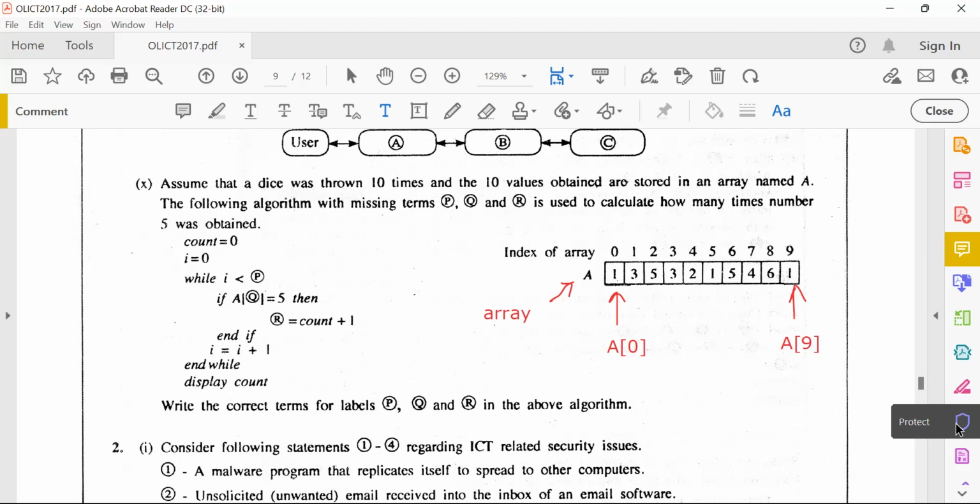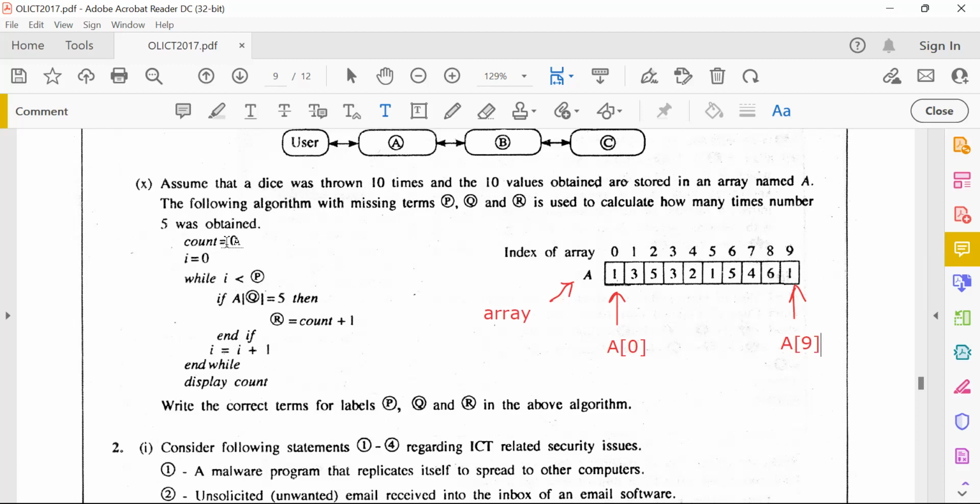Now the program should count how many times the number 5 appears. So the technique that we need is going through each and every element and checking whether it contains 5. That is exactly what we are trying to do. So we will have a count variable to find out the count.